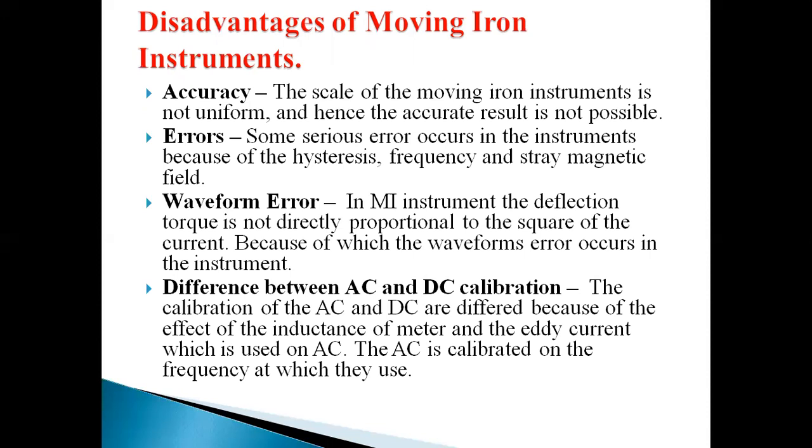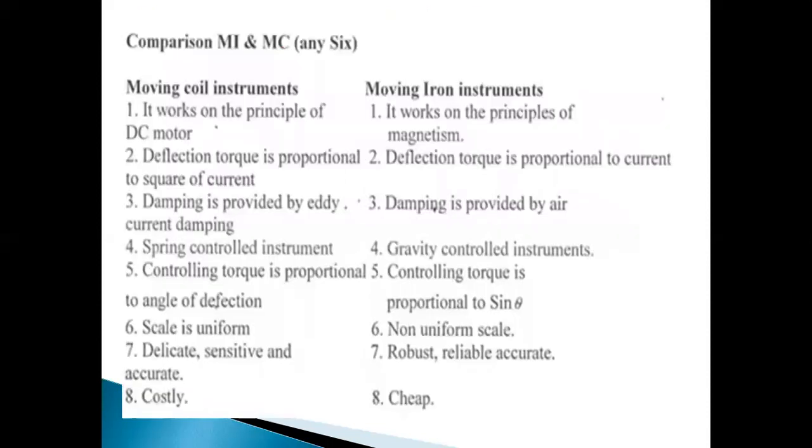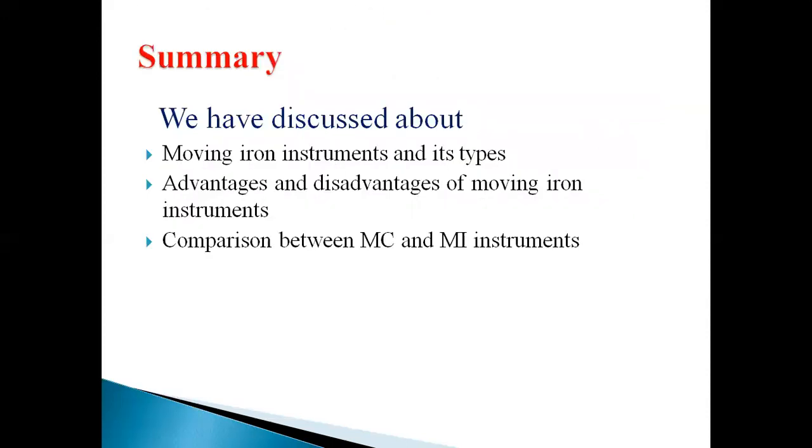In the calibration, we can have the difference between AC and DC. That means for both, it doesn't show equal value. We may have some difference between the AC as well as DC component. And this shows the comparison between moving coil and moving iron instrument. So with this, our topic has been closed.